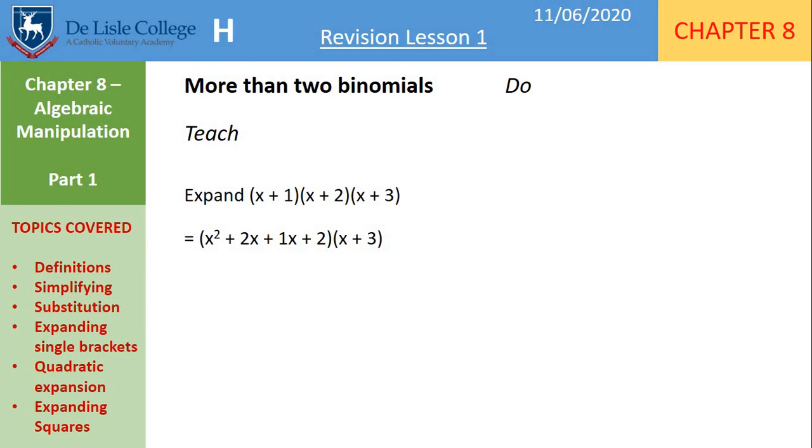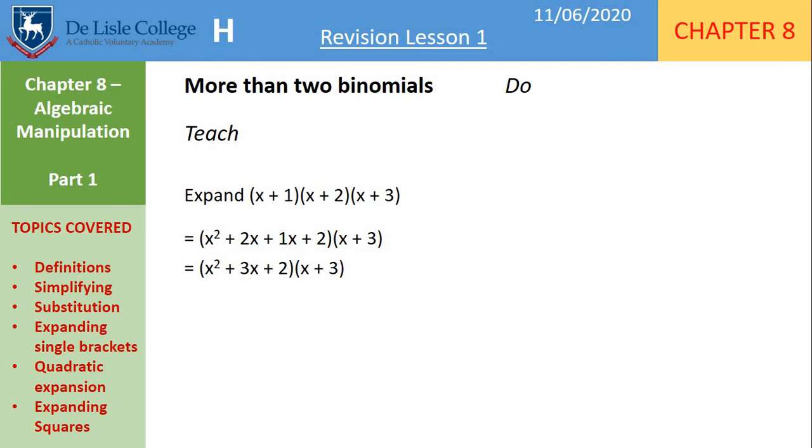Using FOIL, the first gives us the x squared, the outside gives us the 2x, inside 1x, and the last gives us 2. But I've still got to multiply that by that 3rd bracket, which is why our notation is as it is. I'm going to collect like terms and simplify that first bracket. So I've now got x squared plus 3x plus 2. And I've still got the x plus 3.